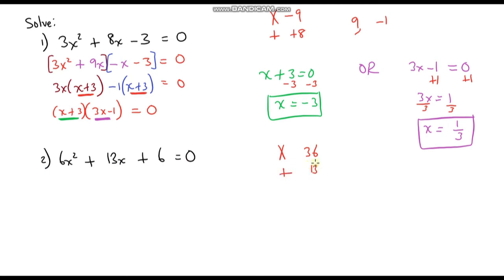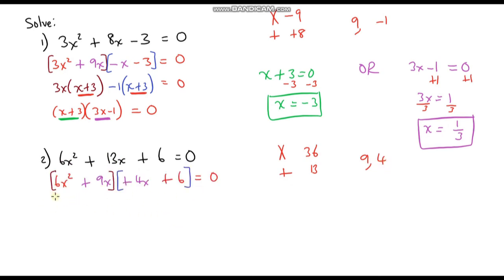Well, we could have 12 and 3. That will give us 36, but that won't give us 13. We could have 9 and 4, and that looks like that would work. So 9 and 4. 9 multiplied by 4 is 36. 9 plus 4 is 13. So again, I'm going to rewrite this whole equation, but instead of writing 13x, I'm going to write plus 9x plus 4x. And just like before, I can split this up into two parts now.